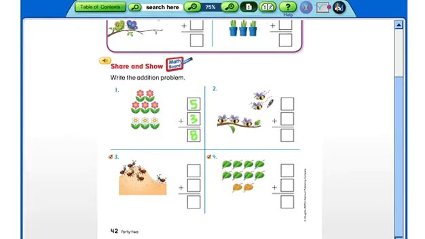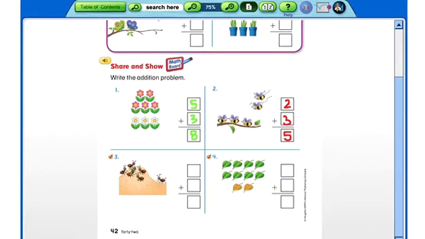I see 2 bees. And then I see 1, 2, 3 more. I'm going to start with the bigger number, 3. 3, 4, 5. 5. Because remember, we learned we can add the numbers in any order and get the same answer.